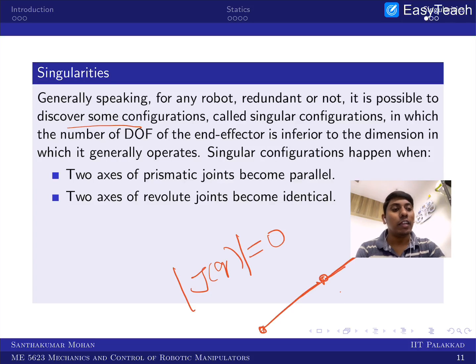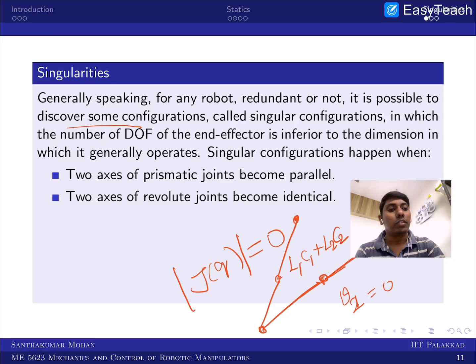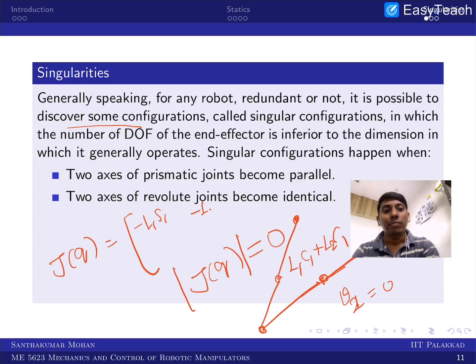So you can see that this equation is redundant, where theta 1 would be something, but theta 2 is 0. In the sense, if you write this equation, it is L1 C1 plus L2 C1 only, because C2 is 0. So earlier it was linearly independent, but now it is dependent. What that means is, in the Jacobian matrix, it would be minus L1 S1, and here also minus L2 S1.